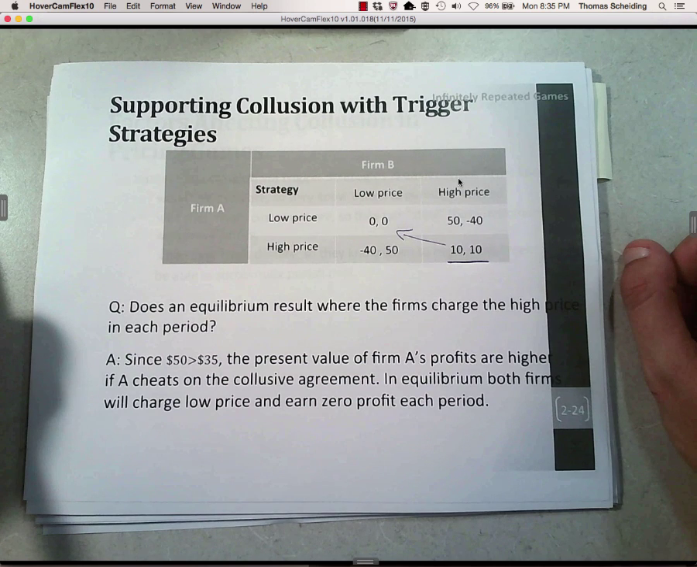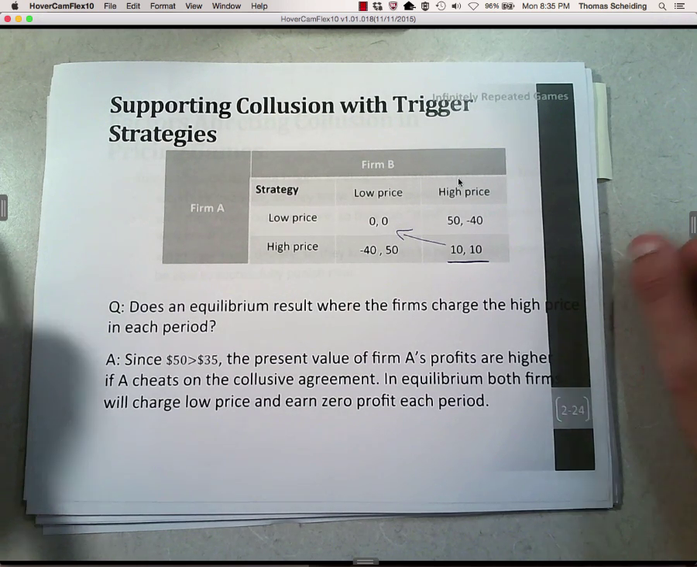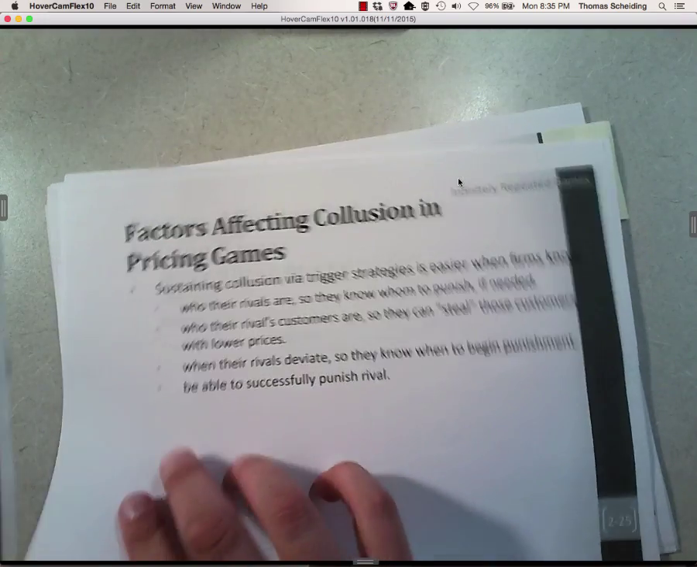they end up being in a Nash equilibrium as the trigger strategy here.